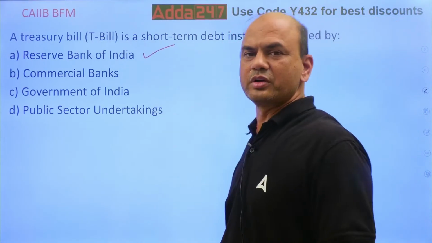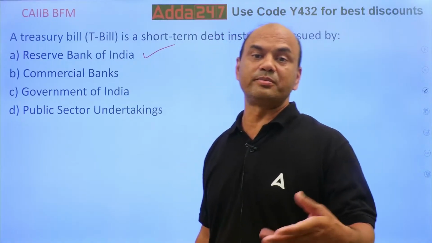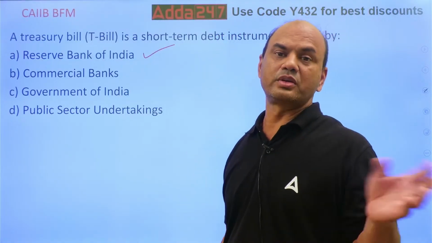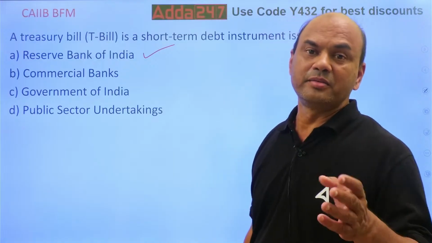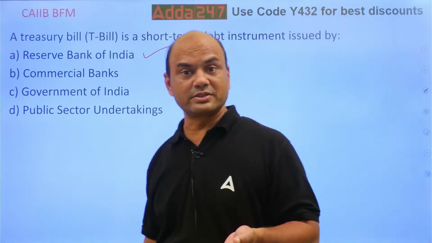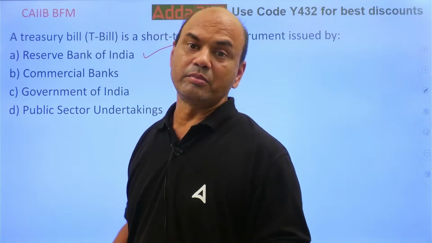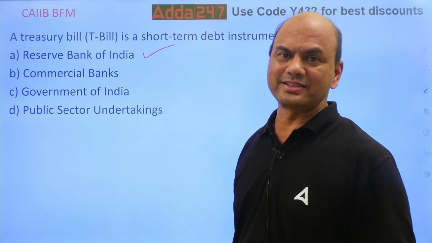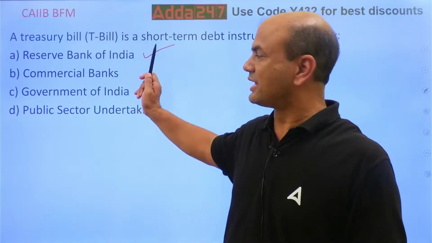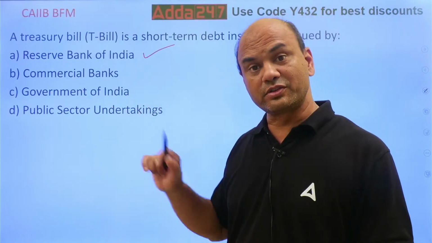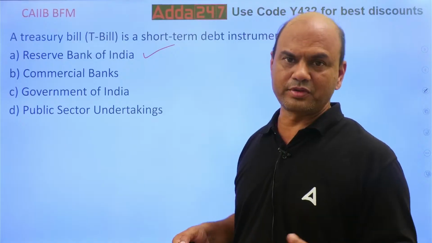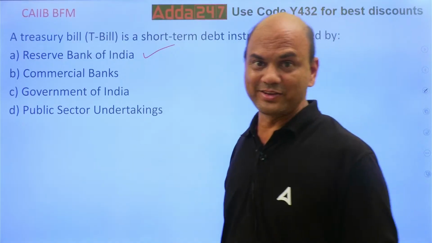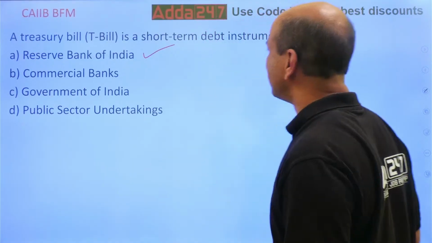RBI is a banker to the government, isn't it? What are the roles of RBI? Banker to the government, banker to the banks, banker of last resort, right? Supervisory, monetary and credit policy. These are the functions of the bank, isn't it? So, they are issued by RBI on the behalf of government, but issued by RBI. Okay? So, next.